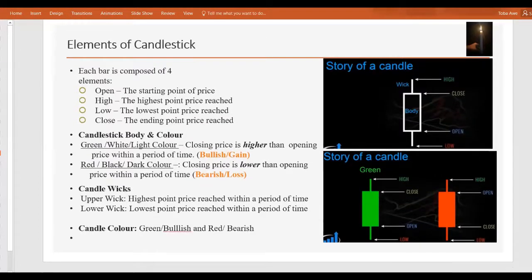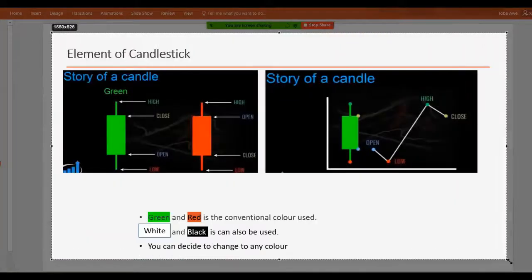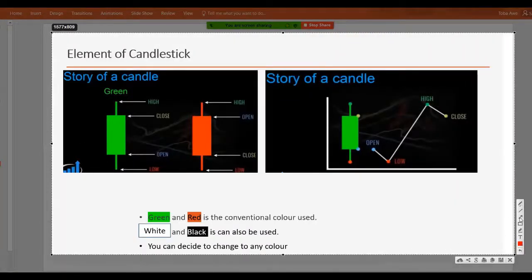All right, so we move to the next slide, still talking about the elements of the candle. This is what I showed in the last slide. This is your green candle and this is your red candle. Now in this slide, let's see how to tell the story of this candlestick. Don't forget that this is your price and this is your time. Price increases going up, and time increases going across. So now let's look at this.